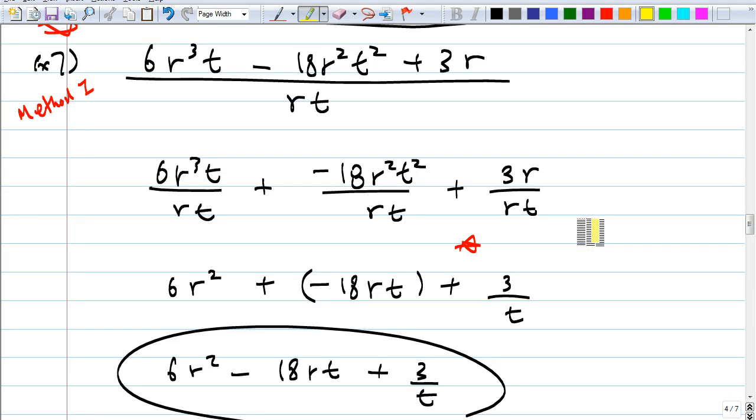Paul? Don't you have to write the restriction for... That's a good point. Don't I have to write the restriction for R and T? So we have to write R can't be 0, T can't be 0. That's good. I was going to actually mention that.